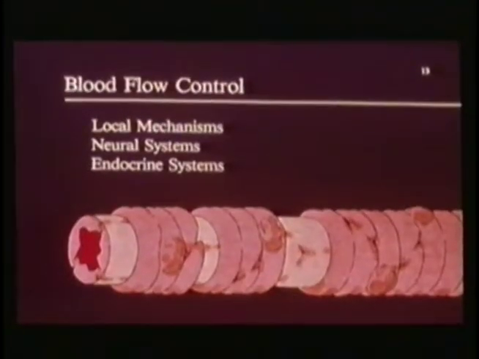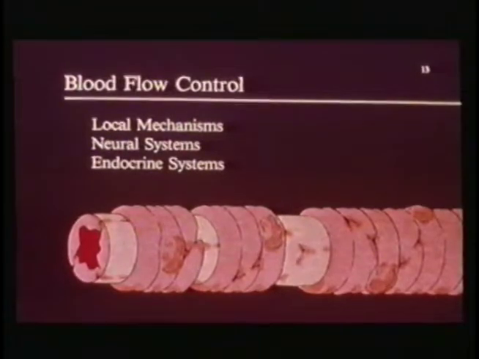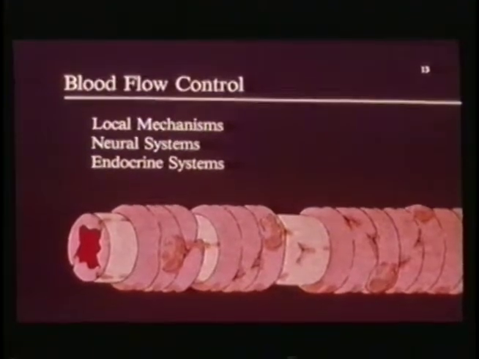13. Blood flow through the organs of the body is regulated by 3 major types of control systems, all of which act by modifying the contractile behavior of vascular smooth muscle cells. Contractile behavior may be modified by local control mechanisms that originate within the organs themselves or by neural or endocrine systems. The local control systems are the subject of this presentation.